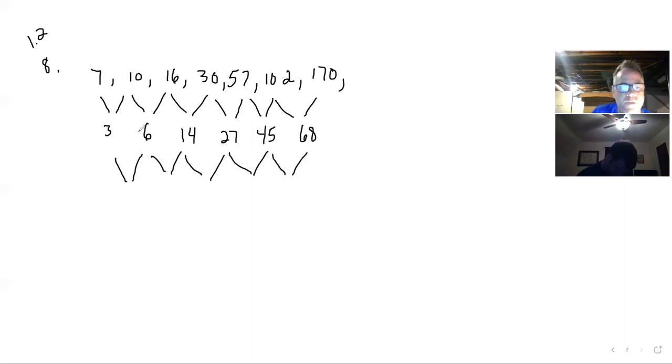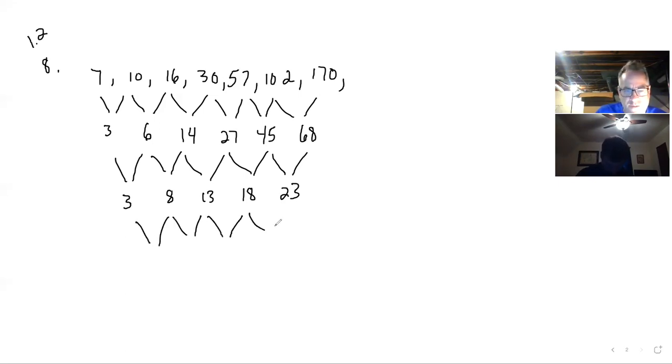We'll do it again. So 6 minus 3 is 3. 14 minus 6 is 8. 27 minus 14 is 13. 45 minus 27 is 18. And 68 minus 45 is 23. And right there you can see fairly quickly, I think, that now when I do this row, 8 minus 3 is 5. 13 minus 8 is 5. 18 minus 13 is 5. And 23 minus 18 is 5. So I've got that common row that I'm looking for.